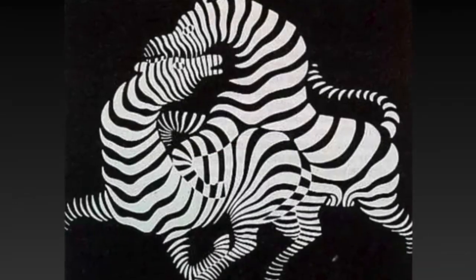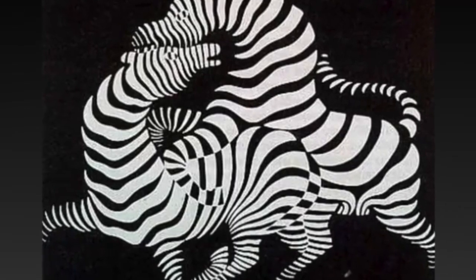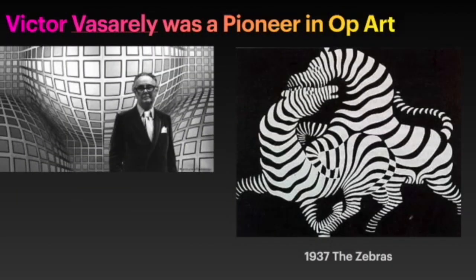Op art started appearing a little less than 100 years ago. This piece, called Zebras, was done by an artist named Victor Vasarely in 1937. He's considered a pioneer, or one of the first people to try this kind of art.